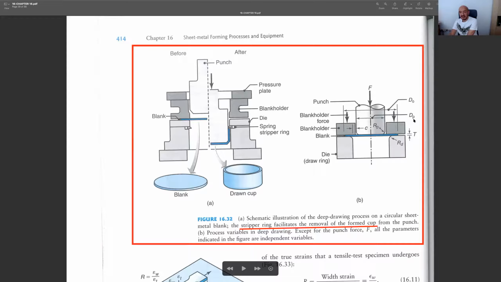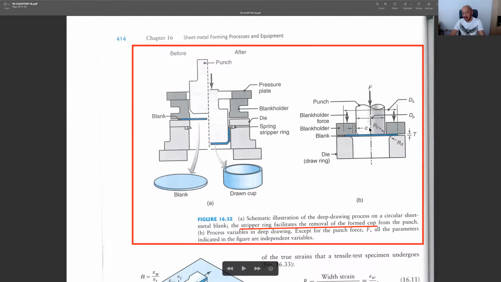So what are the important parameters in this deep drawing operation? First of all, the initial diameter of the blank is important. This is D0. And the diameter of the punch is obviously important. The corner radii of the punch and the die, and obviously the thickness of the sheet metal, are highly important, since these will all affect the amount of force we need to apply.